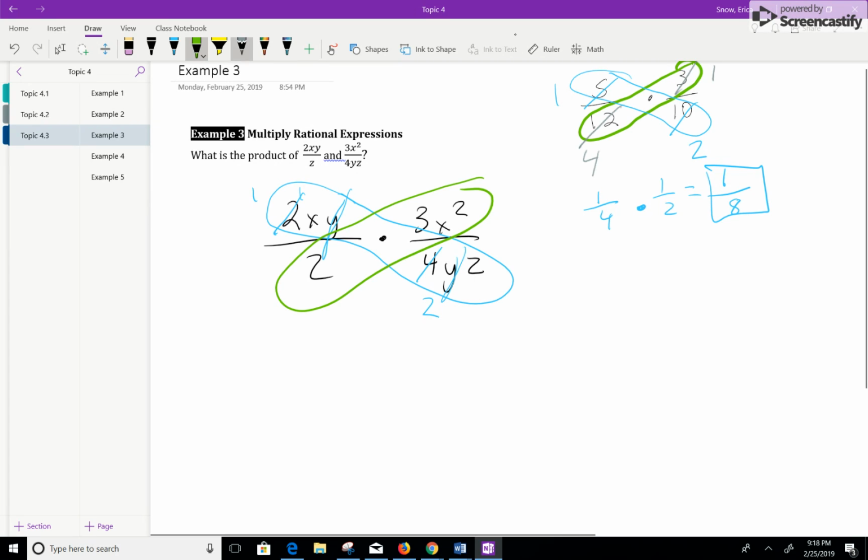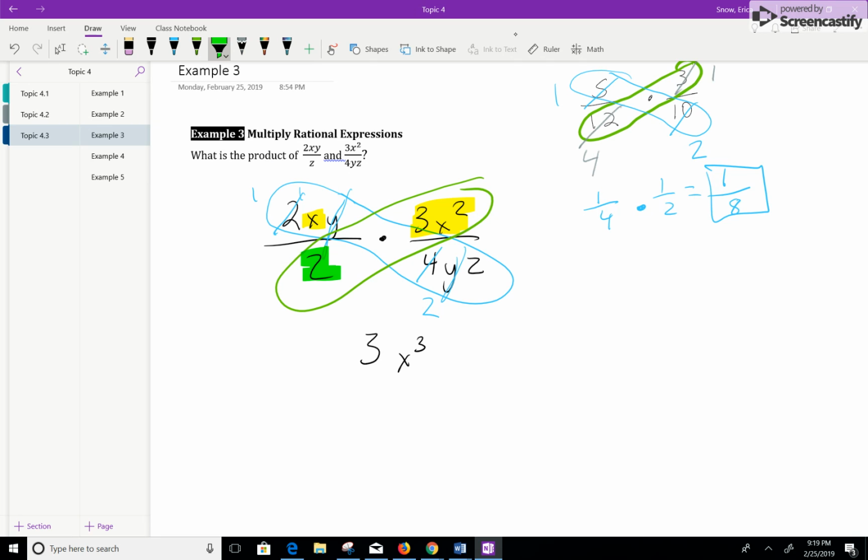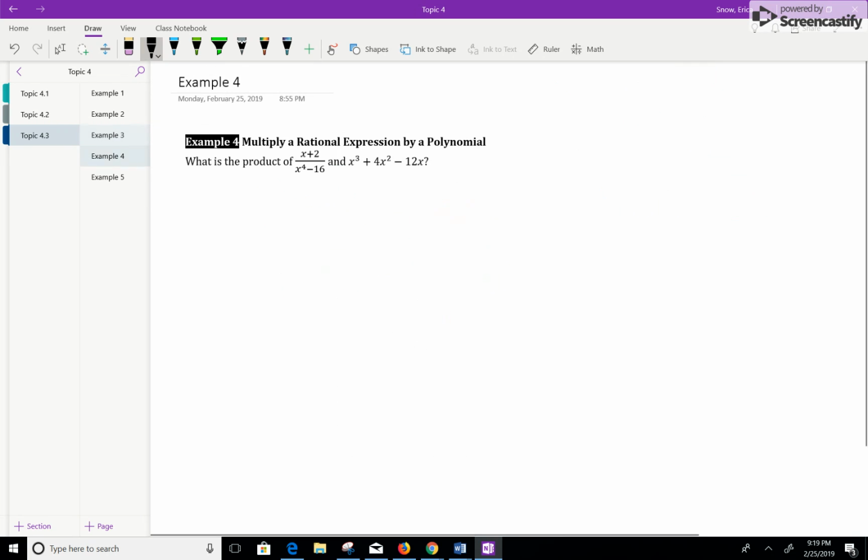So now what we have left on top here is this x, which we're multiplying by the 3x squared, and that gives us 3x cubed. And then on the bottom, we have our z and our 2z. So that is going to give us 2z squared. And there is our final product.